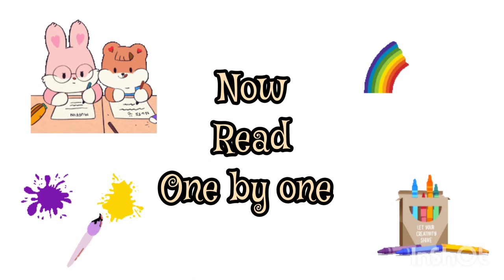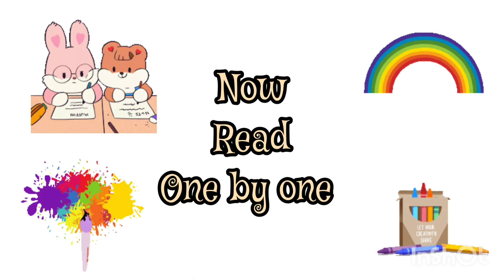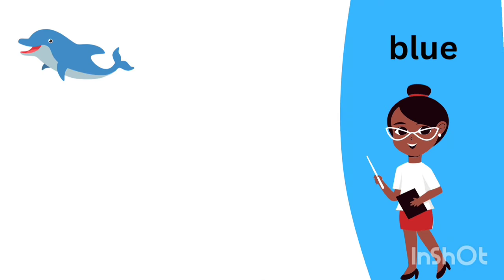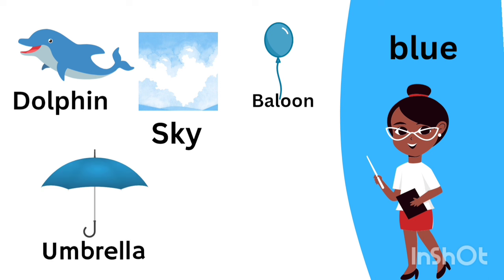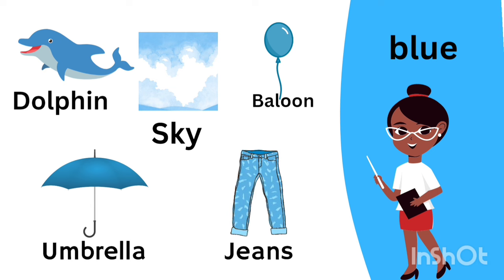Now read one by one. Blue dolphin. Blue sky. Blue balloon. Blue umbrella. Blue jeans.